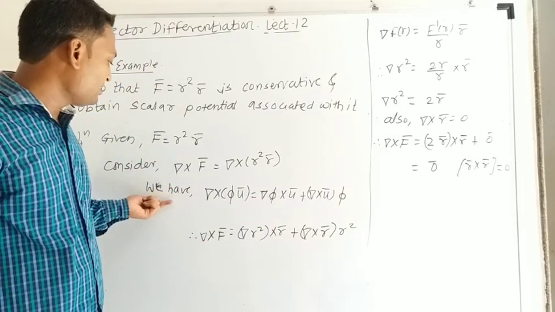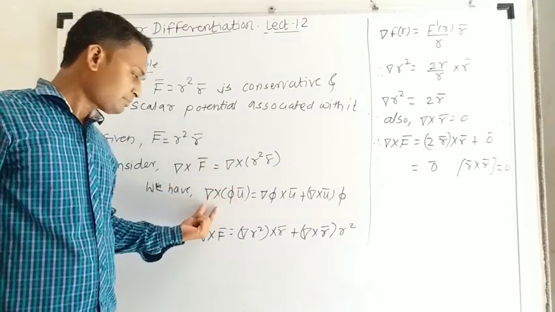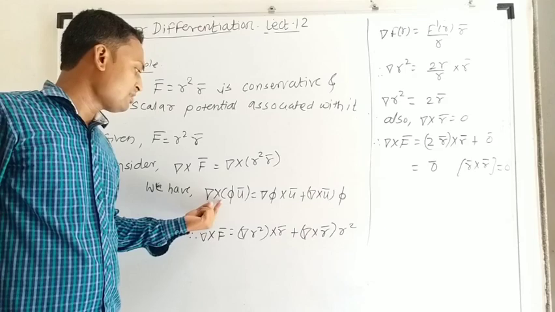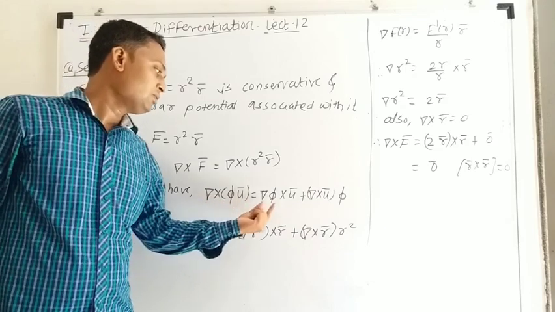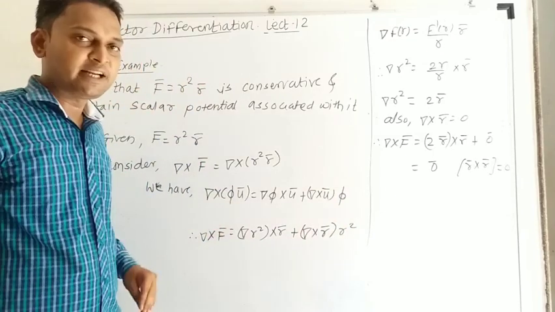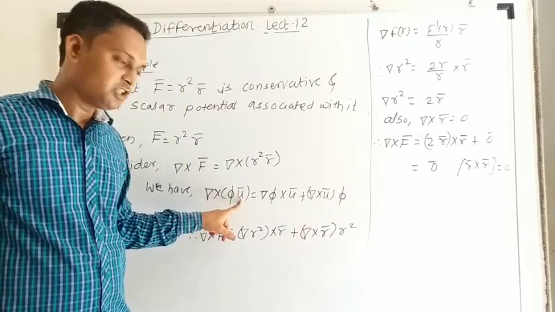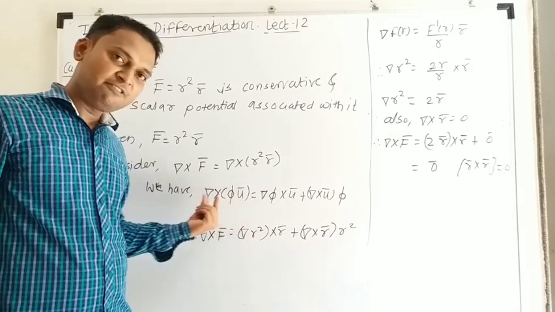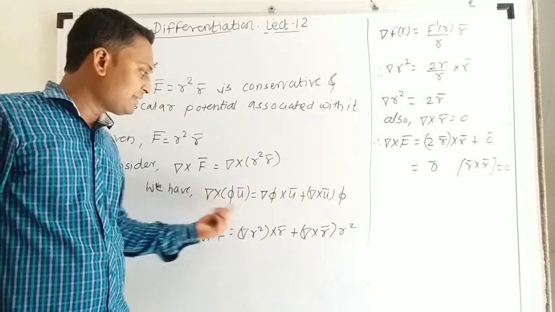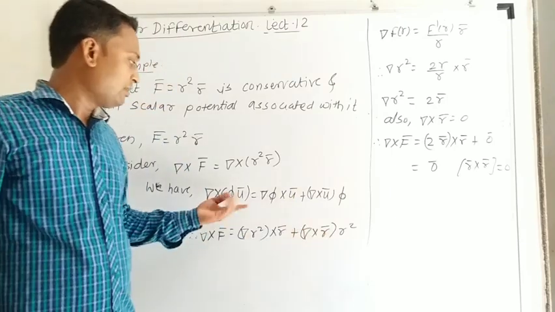So the very first identity I am going to use for solving this further is del cross phi u bar equal to del phi cross u bar plus del cross u bar into phi. This is one vector identity. Phi is a scalar function, u bar is a vector function. When we have scalar into vector, and you are calculating the curl of that, in that case you can use this rule. These rules are like rules of differentiation.